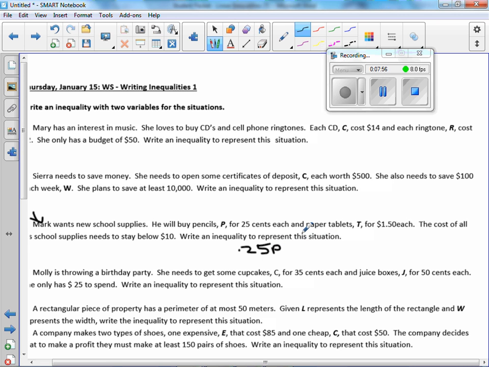And paper tablets, which is T. You're going to buy both of them, so I'm going to add it. It'll be 1.5 for T, for tablets. And in the situation, it says the cost of all school supplies needs to be below $10. So it's less than $10. Does it need to be equal to? It didn't say equal to, it says it has to be below $10. So in this situation, there is not a line, and this is the inequality that represents it.